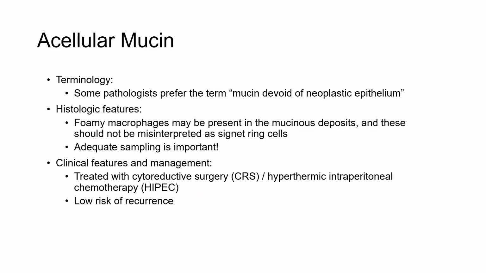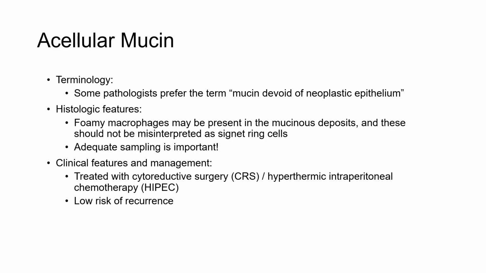While I typically use the term acellular mucin, some pathologists prefer to use the term mucin devoid of neoplastic epithelium because you can have inflammatory cells such as foamy histiocytes, as well as mesothelial cells. As I mentioned, foamy macrophages may be present in the mucinous deposits, and these should not be misinterpreted as signet ring cells. So if you're not entirely sure on the H&E, you can always try a keratin and a CD68, as the keratin would label epithelial cells and the CD68 would label histiocytes.